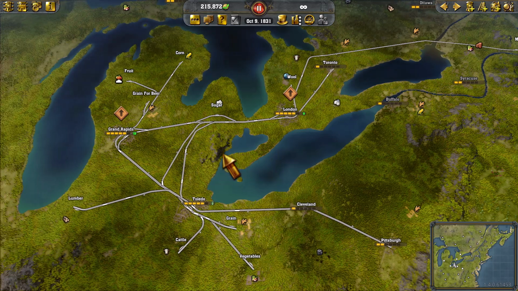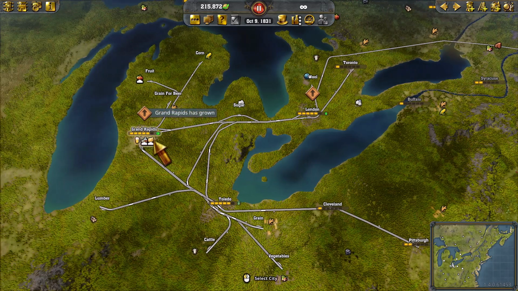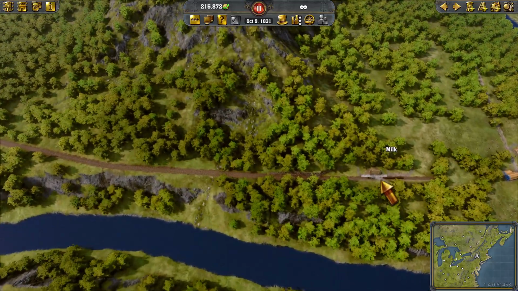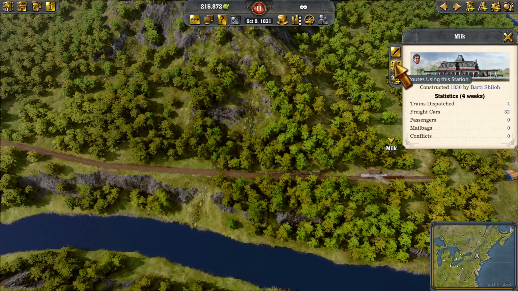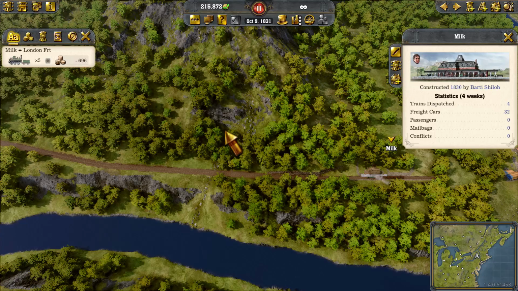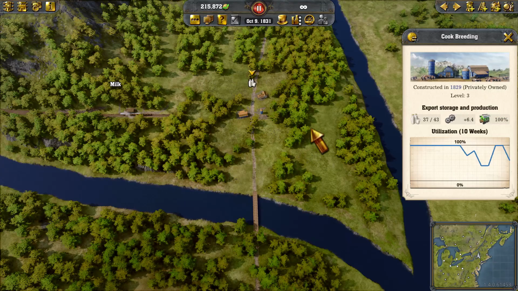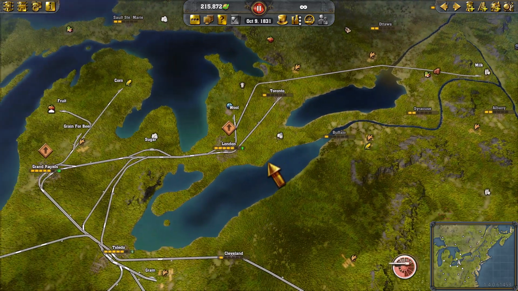Now, I did, by the way, Grand Rapids hit 90. I put the dairy in Grand Rapids and bumped this up to 5 trains. Yes, we have 5 trains hauling the milk. And the milk right now is up to a level 3. And see, we've got plenty of milk to haul. That's not our problem.